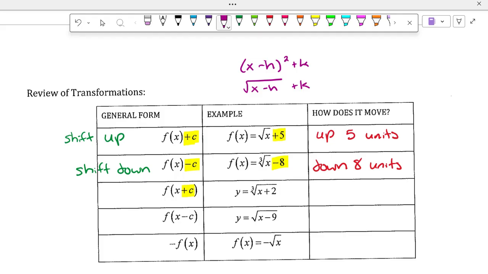Oh my gosh, I can't English today. But because the minus is already there, this is talking about right. So if it's a plus, you're shifting left. So this would be left 2 units. So minus would be shifting right. So this would be we shift right 2 units.